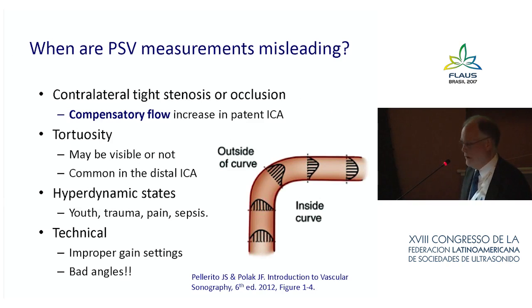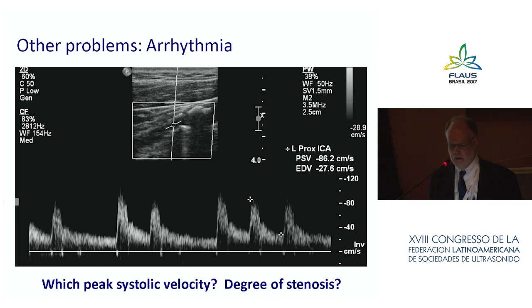In other settings where the peak systolic velocity may be misleading, if the artery is tortuous, that can be an issue. We see, as the blood goes around a corner here, the velocities are higher outside the curve. We talked earlier about hyperdynamic states. And then, of course, you can always have technical issues with bad angles or bad gain settings.